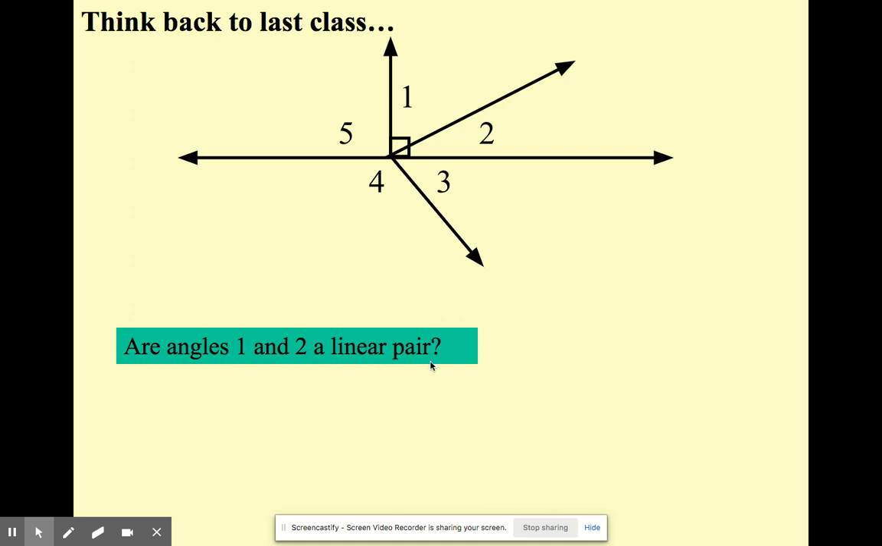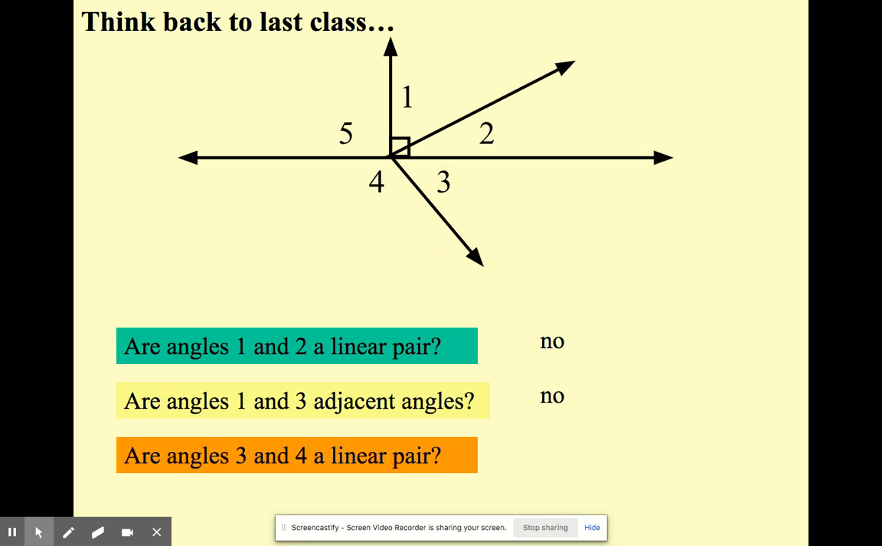Are angles 1 and 2 a linear pair? If you don't remember what linear pairs are, this is exactly why I want to review it with you. They are not linear pairs, right? Linear pairs are lined up on the same line. Are 1 and 3 adjacent angles? They are not. Are 3 and 4 linear pairs? The answer is yes, they line up on that same line. Are 2 and 3 adjacent angles? Yes, they share a ray and they're adjacent to each other.